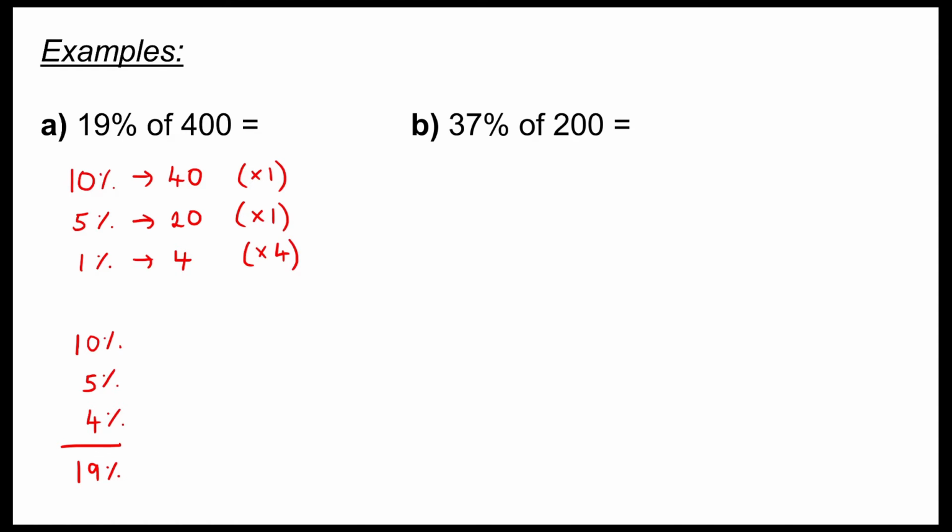So we need to think about what each of these percentages equal. We've worked out 10% already to be 40, and we also know that 5% is 20. In order to work out 4%, we know we wanted 4 lots of 1%, so that means 4 times 4, which is 16. I can add all of these together to get my final answer. 0, 0 and 6 gives me 6, 4, 2 and 1 gives me 7, and that means that 19% of 400 is 76.